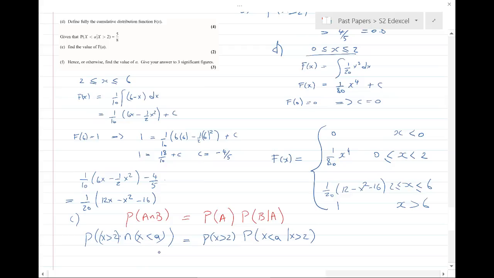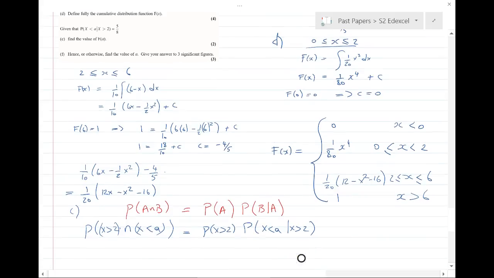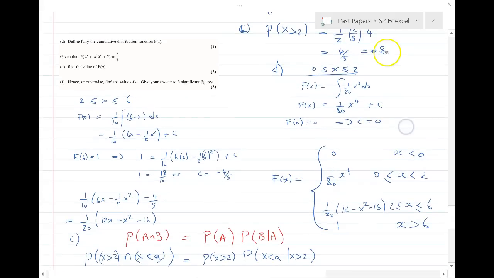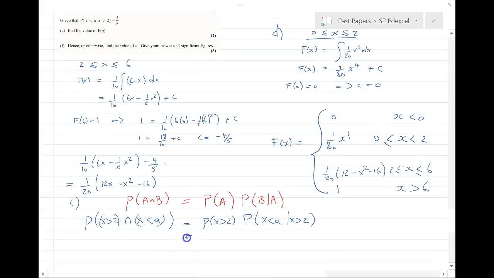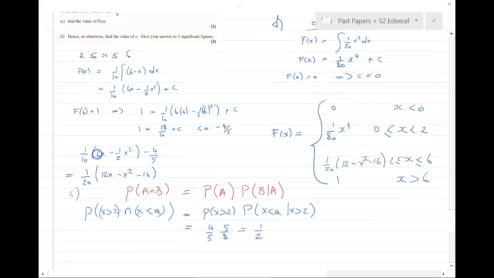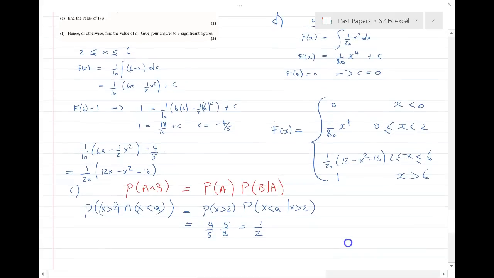Okay, but we know what the probability of x greater than 2 is. That's 0.8. So that equals 4/5 times 5/8, which equals a half. But a lot of students, I've marked some of these, thought the answer was a half by multiplying the two together, but that is not what we have here.